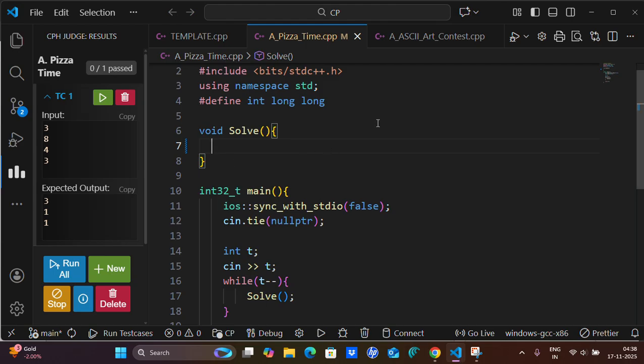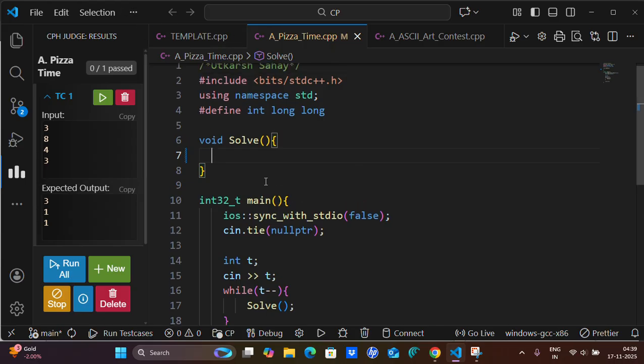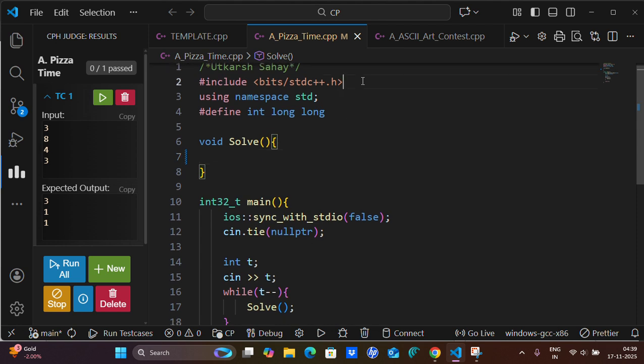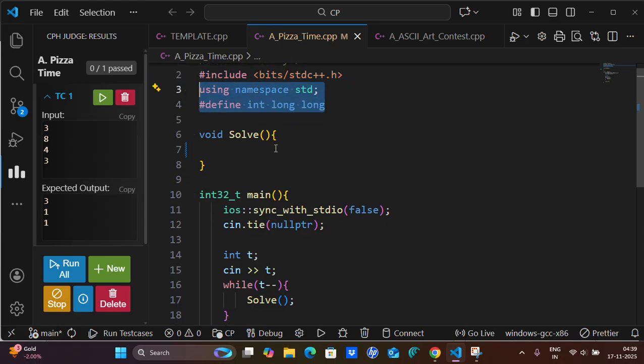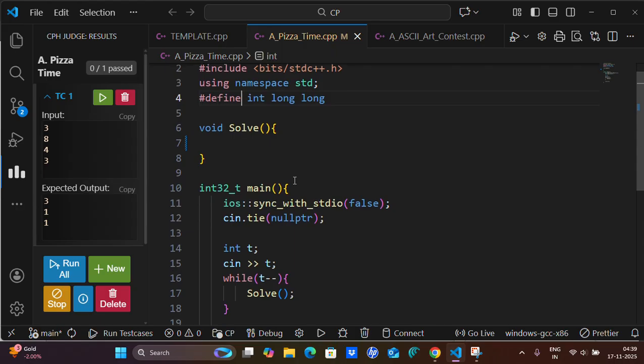So you can see here, this is my coding platform, VS Code. It's quite famous, and this is my template. You can clearly see it's a very simple template. Simply include bits/stdc++.h, that's the libraries, and using namespace std, and macros. I have defined int as long long, so wherever I write int, it will be interpreted as long long.